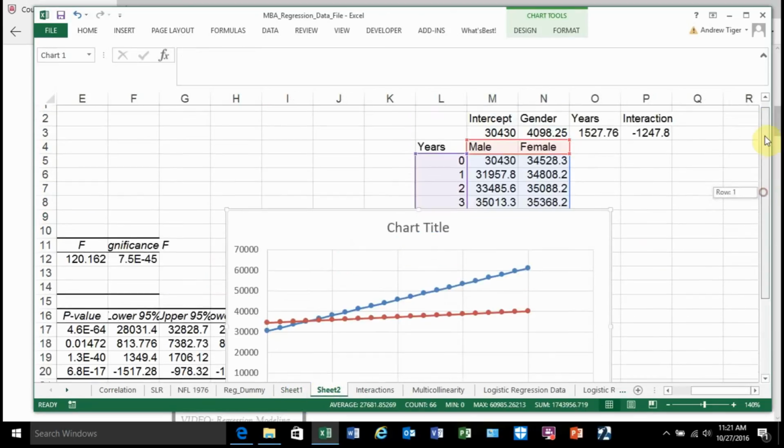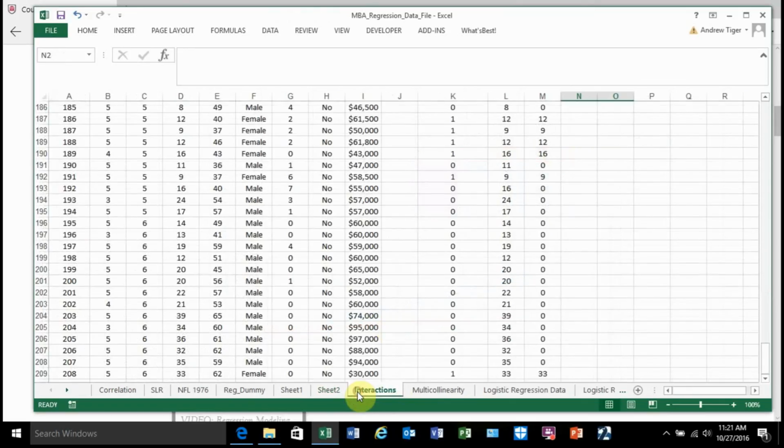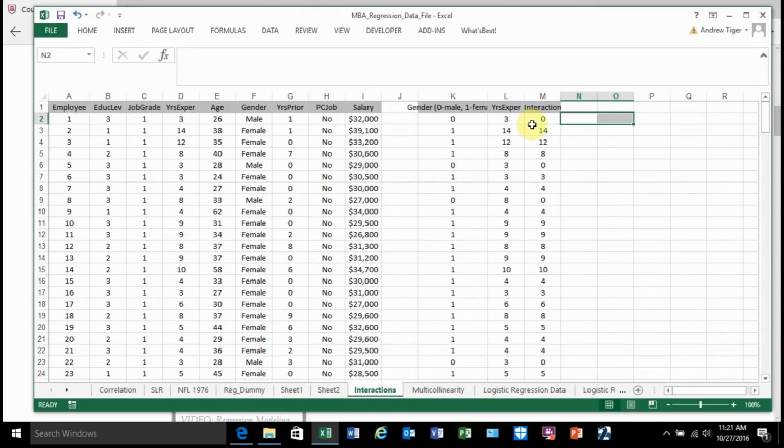And remember how you develop the interaction, the whole trick to this: when you create the interaction nonlinear effect, you just take the product of the two variables and create a third independent variable.